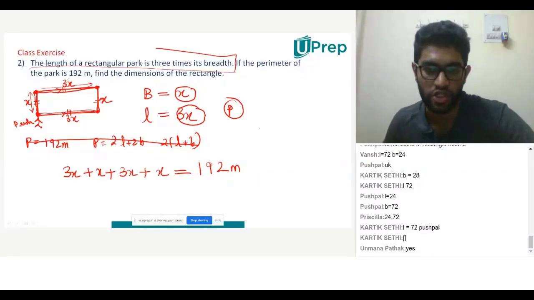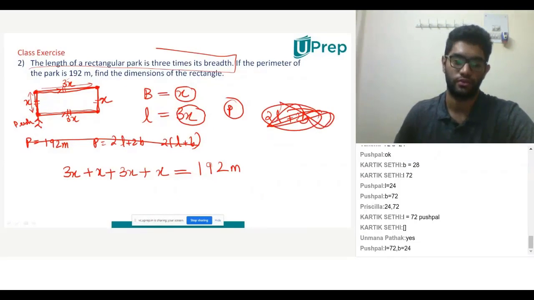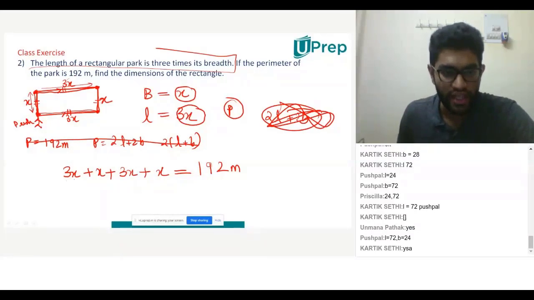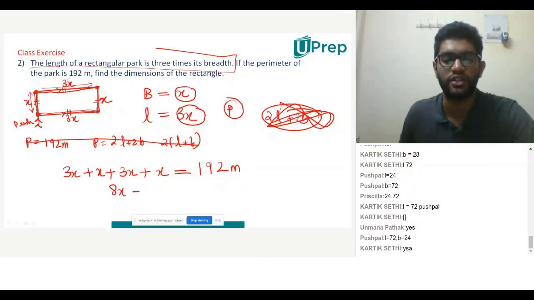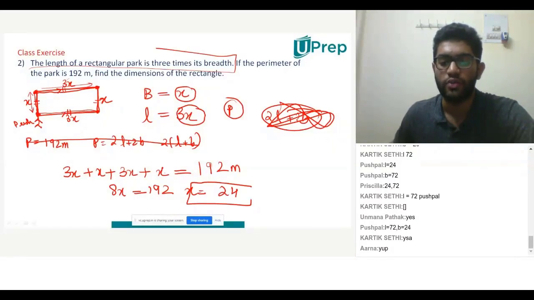Is this very conceptual? Yes. Did I even use 2l plus 2b? It is derived, so let's not use that. Why complicate and learn so many things when you can do it with the help of logic? Now it is simple. 3x plus x plus 3x plus x. What is it? Is it 8x? 8x equal to 192. x equal to 24. Right? 24 is the breadth.